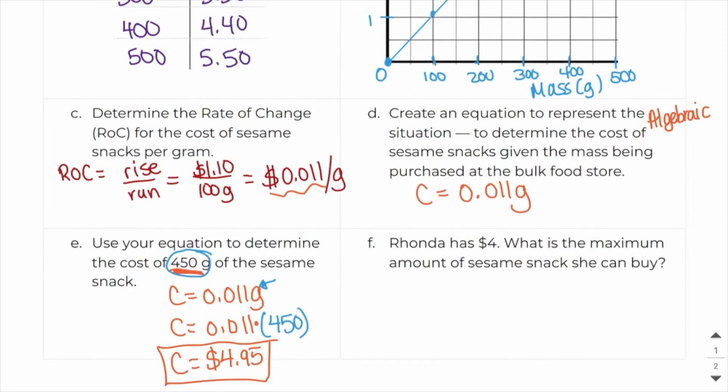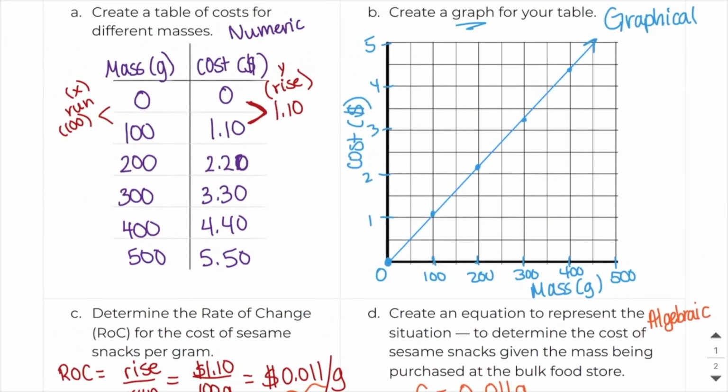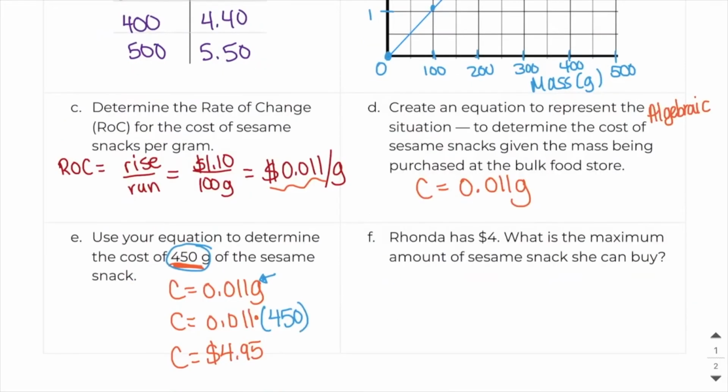Now let's look at our graph right here. 450 falls right here, and if I go up here, I can see, oh, it's almost $5, so that $4.95 definitely seems to make sense, okay? And then lastly, it says Rhonda has $4. What is the maximum amount of sesame snack that she can buy?